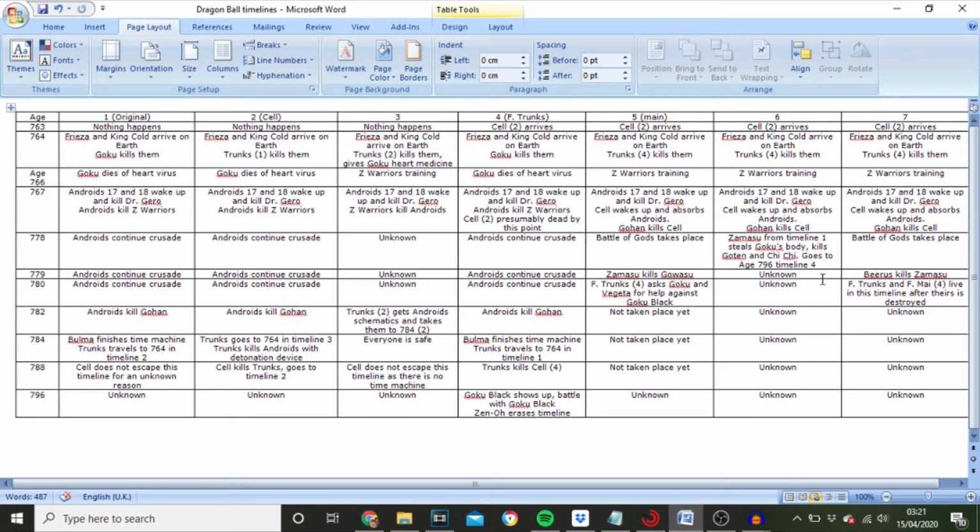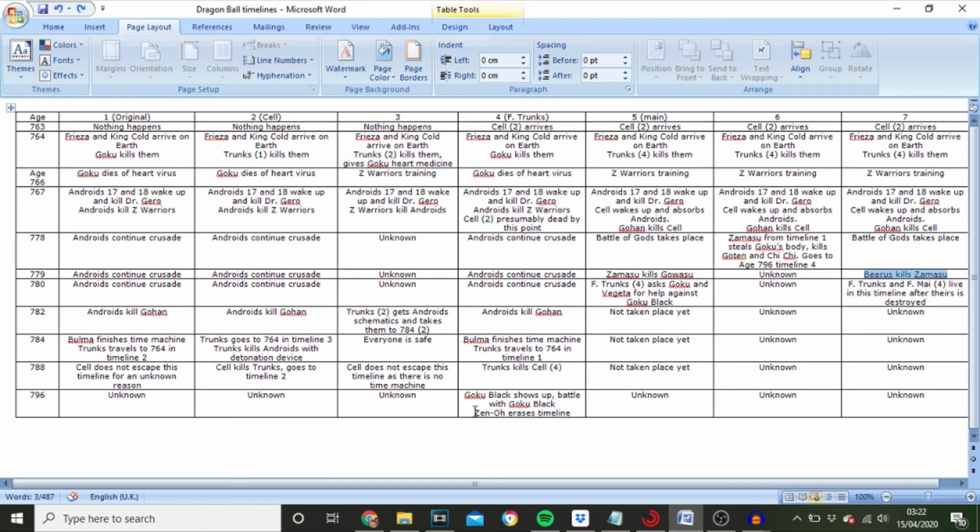And I think that's the catalyst that creates Timeline 7. And because all these things happened in Timeline 5 and Timeline 6, they get copied and pasted in Timeline 7. So all this stuff still happens. Trunks from Timeline 4 still shows up to kill Frieza and King Cold. Zero is trained, the androids wake up and kill Gero. Cell absorbs the androids, Gohan kills Cell. All this stuff still happens. The difference is, Beerus kills Zamasu. That's the difference. That's the thing that changes the timeline. That's what creates Timeline 7.